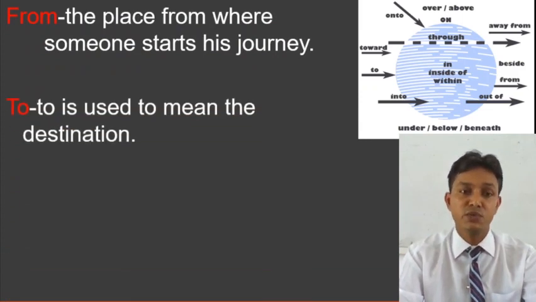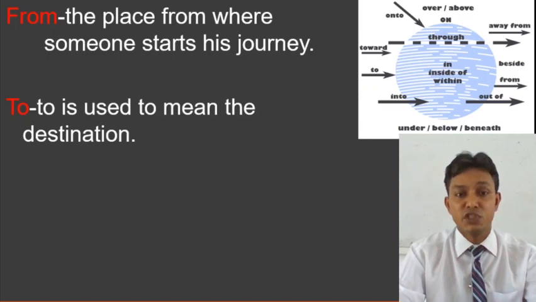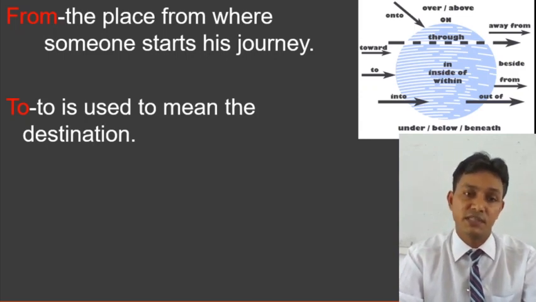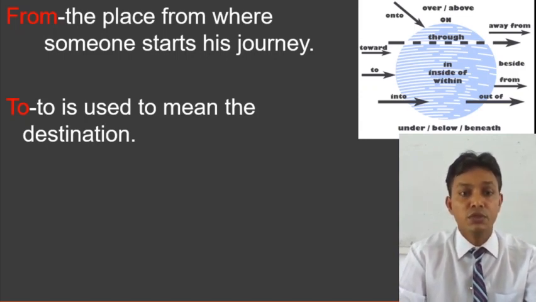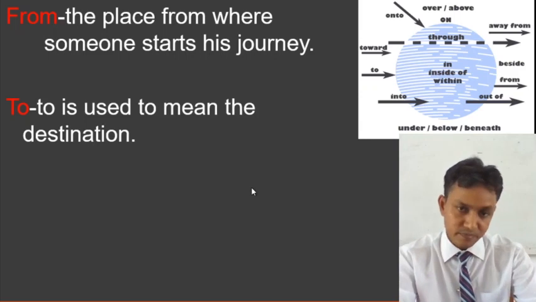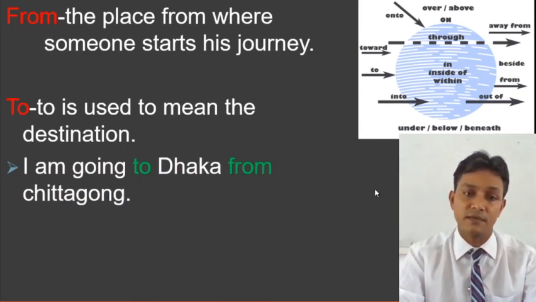The next prepositions we are going to discuss are from and to. We use the preposition from for the place from where someone starts his journey, the starting point of a journey, and we use to mean the destination of someone or the ending point of a journey. In the sentence, I am going to Dhaka from Chittagong. Here, my starting point is Chittagong and my destination is Dhaka.